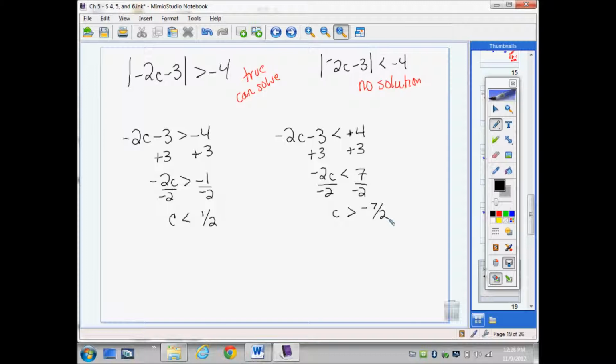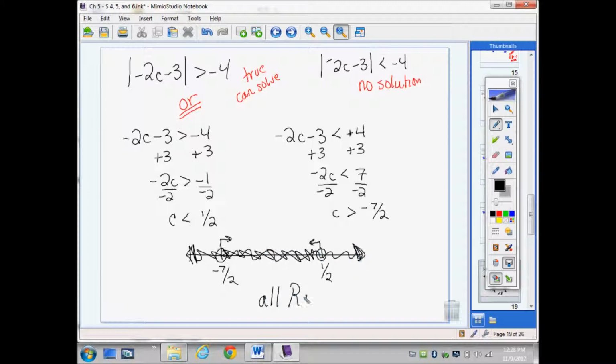But we're talking greater than. Less than is an and. Greater than is an or. So what happens when I graph this? I'm greater than negative 7/2, I'm less than 1/2, but it's an or. So I shade everything going this way and everything going this way, and my solution is all real numbers.